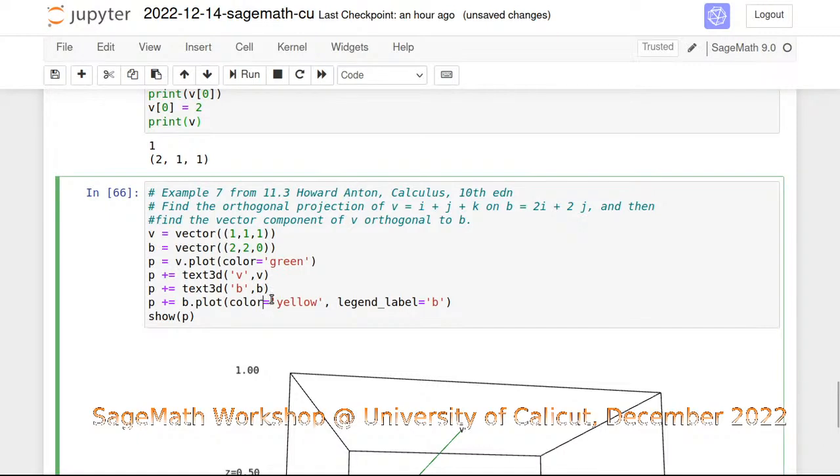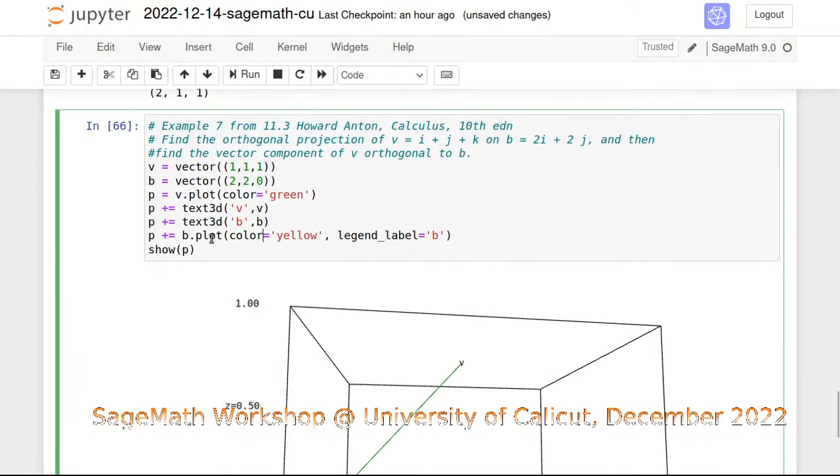Now, so we have plotted both. What are we supposed to do? We are supposed to find the projection of that, and the projection vector is nothing but v dot b by norm b square into b. That's the definition.